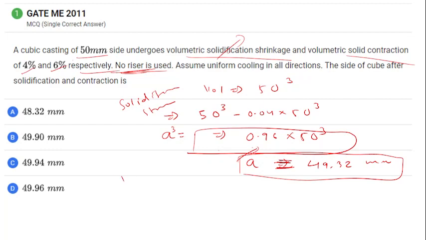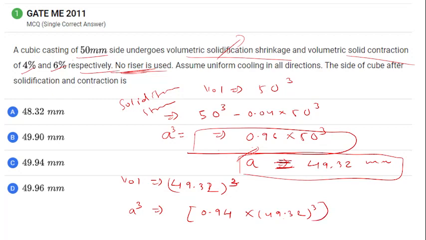So now your volume is what? Your volume is now 49.32 cube. Then 6 percent shrinkage is there. So your A cube will be now... Why are we putting it? Because volume shrinkage is given, right? So we have to put it on volume shrinkage. 6%, 0.94 into 49.32 whole cube. So let's take it as A1 and this as A2. So what is your A2 coming here? 48.32 mm. Now your option is correct.